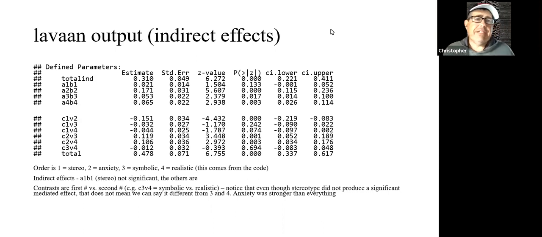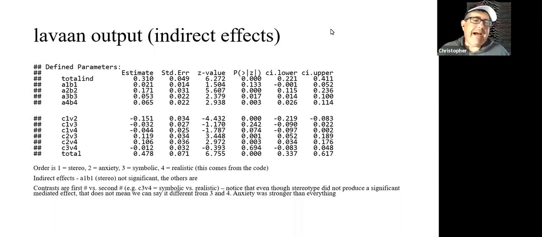You can see we don't have a significant effect for stereotyping. So stereotyping is not a significant indirect effect or a significant mediator, if you prefer. Moving down for the second, for A2, B2, that's anxiety. Anxiety is significant. A3, B3 is symbolic threat, and that did also come out significant, as did realistic threat. So we've got 3 significant indirect effects, all of them as predicted by the model, except for stereotyping, which didn't come up as significant.